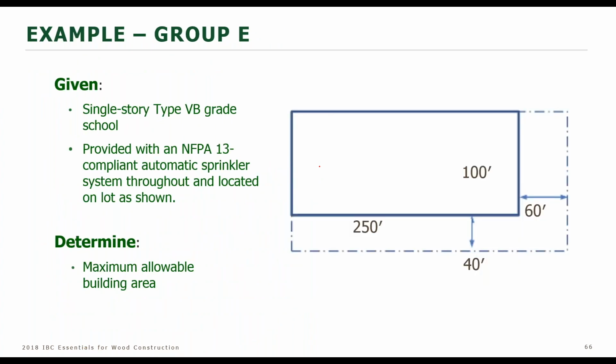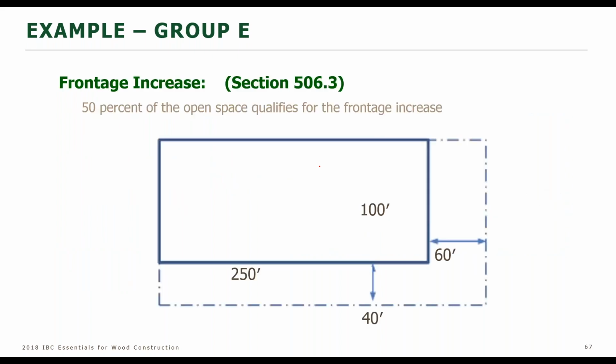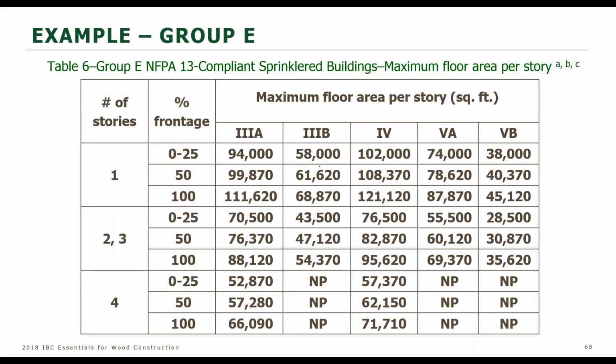So let's go back to our example. Single story, Type 5B grade school, NFPA 13 compliant automatic sprinkler system. Here's the open perimeter on 2 sides in this example. So the frontage increase is based on having 50% of the open space qualify. And if we go right to the table, we did that I sub F formula and we got 50% here. We're a single story building. So we enter the table with those 2 and we find out right away, just by a quick look, 40,370 square feet. So it's done the formulas for us.